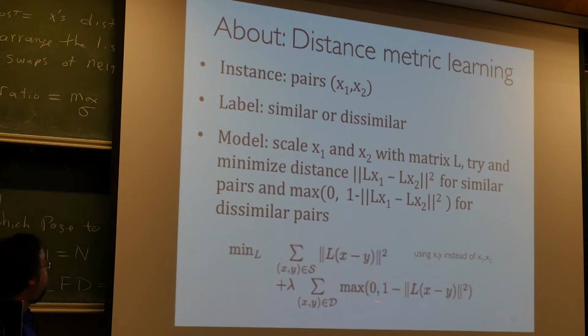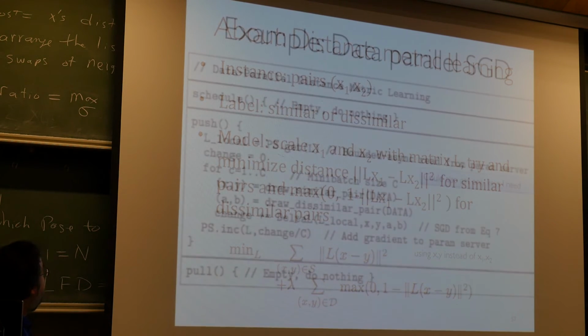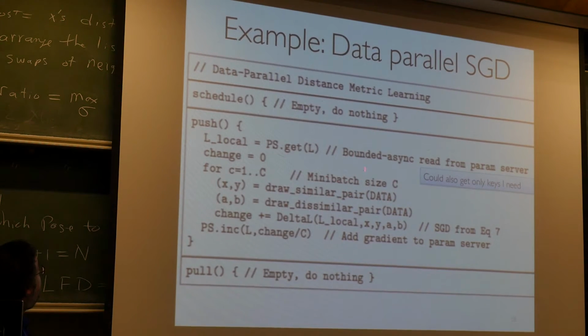So that would lead to this sort of loss function, where we've got a summation over the similar pairs. And here I'm using x and y instead of x1 and x2. I find that a little confusing, but this is the formula they use. So similar pairs xy and dissimilar pairs d. Here we're trying to minimize the distance between these, and here we're trying to push it up towards at least 1. So this is our loss function. And we can just solve this by doing stochastic gradient descent. We can compute the gradient of this, and we end up with this sort of process.